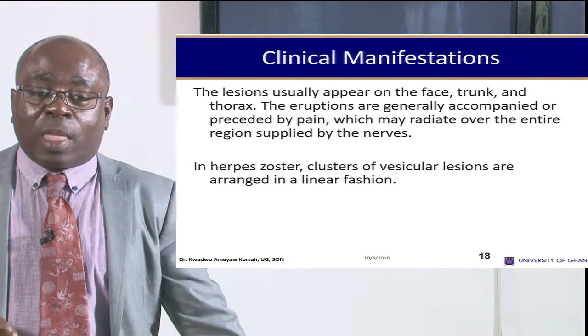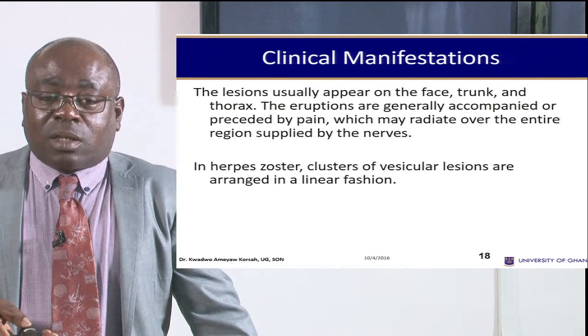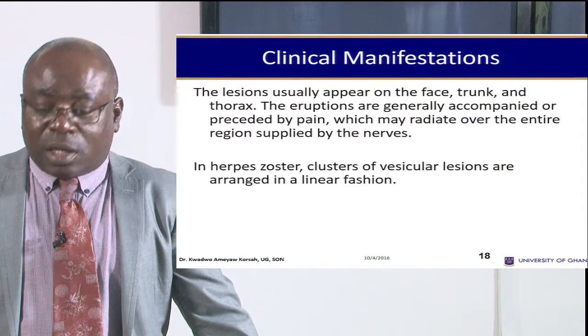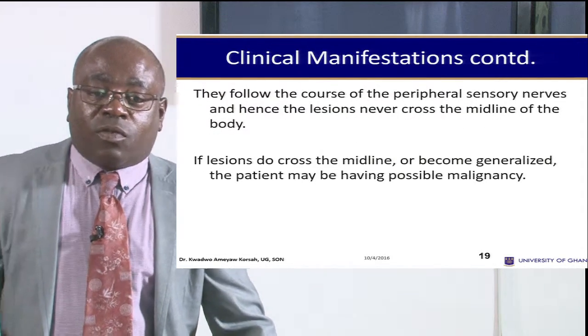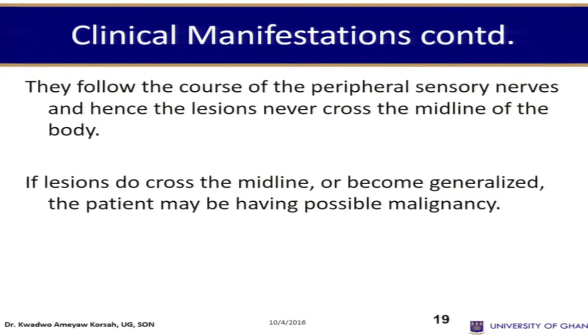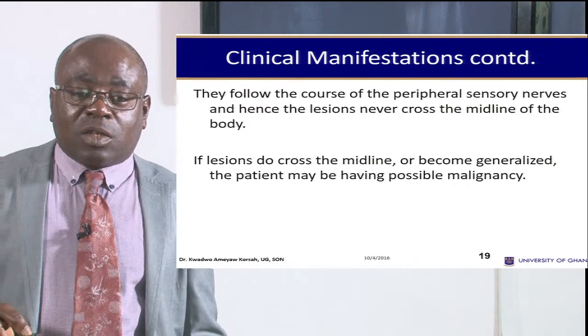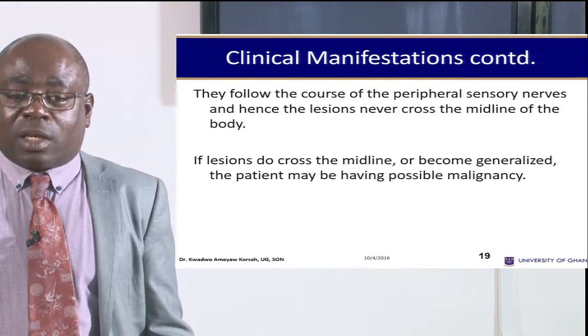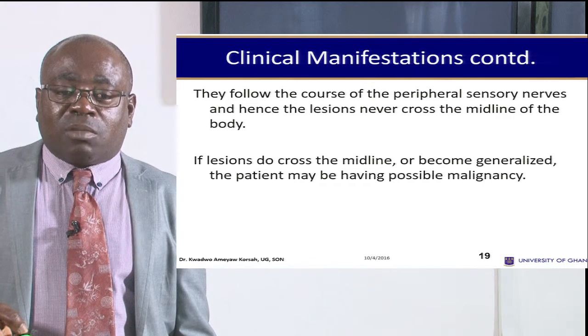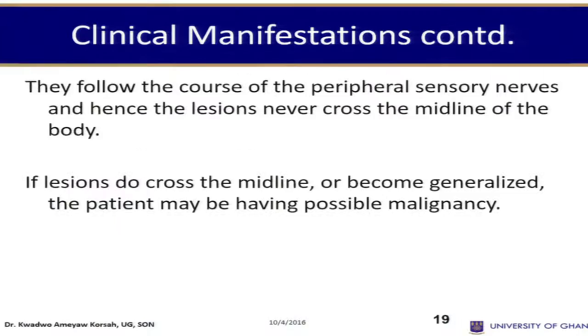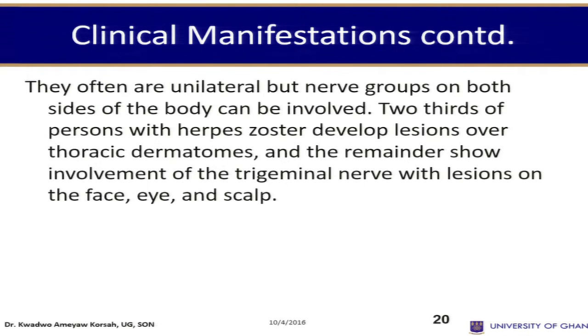So in herpes zoster, a cluster of vesicular lesions are arranged in linear fashion, and so they follow the course of the peripheral sensory nerves, and hence the lesions never cross the midline of the body. You have to know that to be able to do meaningful education in the community. So if lesions do cross the midline or become generalized, the patient may be having a possible primary malignancy, and that may be the cause of the death.